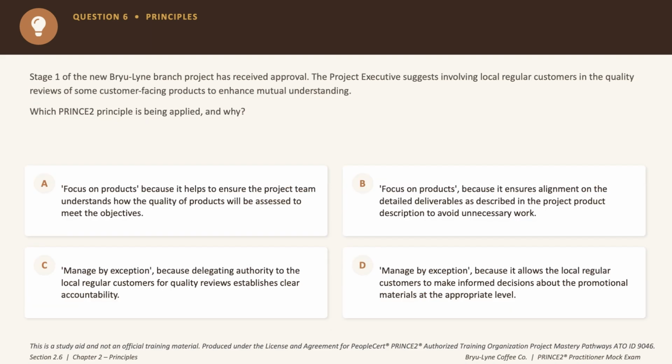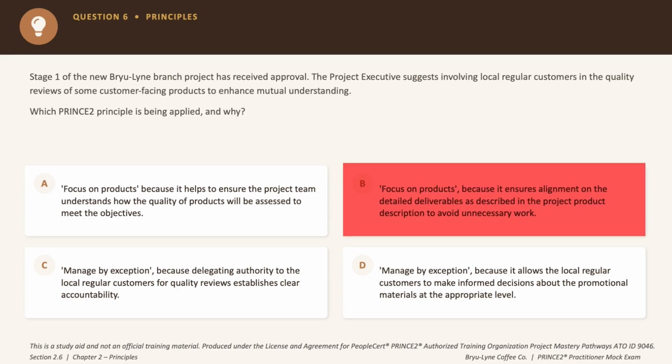Question number 6. So stage 1 has just been approved and the project executive wants regular customers involved in quality reviews of customer facing products. The question is which principle is being applied and why? Option B says focus on products because it ensures alignment on detailed deliverables to avoid unnecessary work. Now that's true generally, but if you think about it, it doesn't really explain why involving customers matters here, right? Also, there is no justification on why the product description is specifically mentioned here. It may have been work package description as well, right? So an incorrect answer choice.